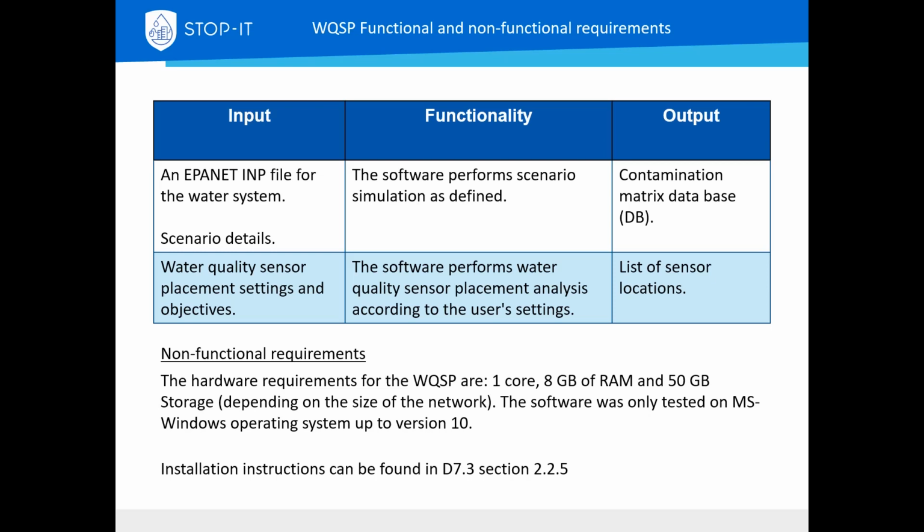The water quality sensor placement tool is based on a model of the water network. This model is an EPANET INP file. EPANET is free and open source hydraulic simulator software. Once you have this model of the network, you define the scenarios of the contamination events, and the program builds the contamination matrix database, which is the pollution matrix mentioned before. Then the second stage, this pollution matrix is used alongside some settings and objectives to perform the sensor placement and outputs the list of sensor locations.